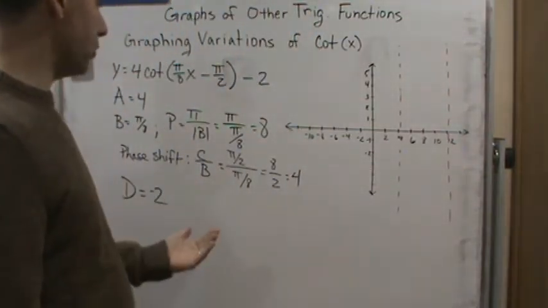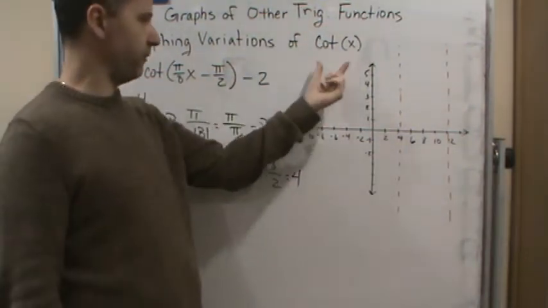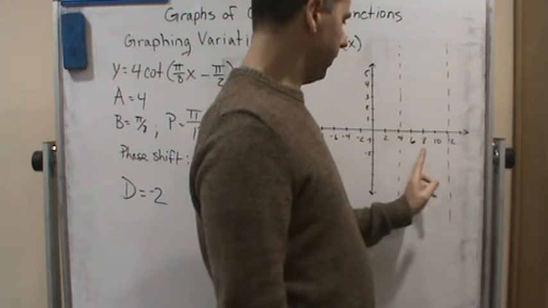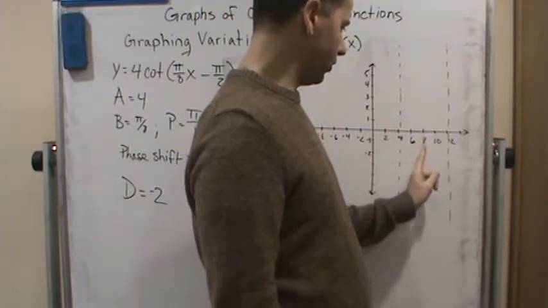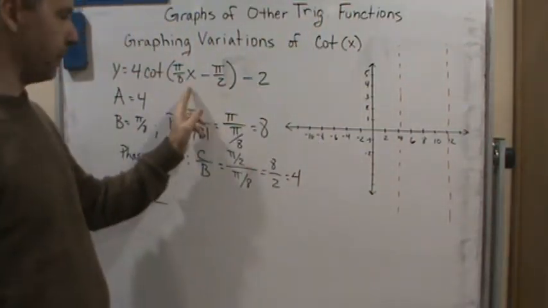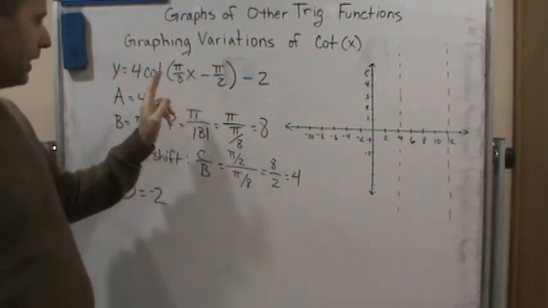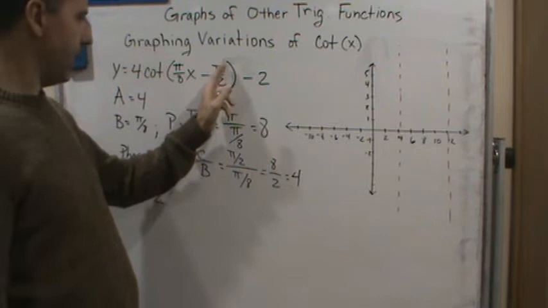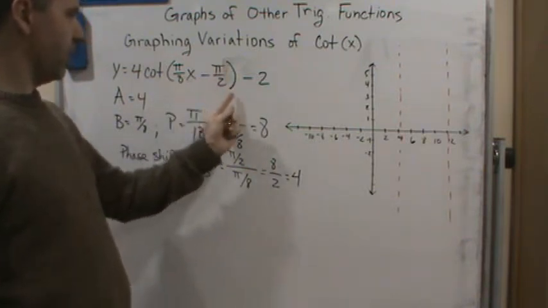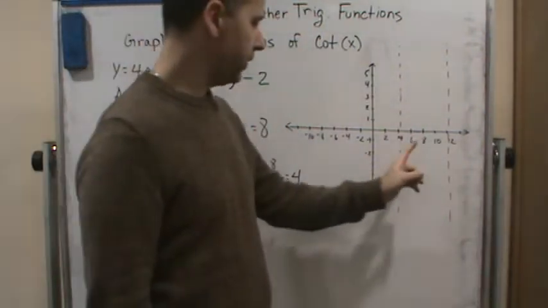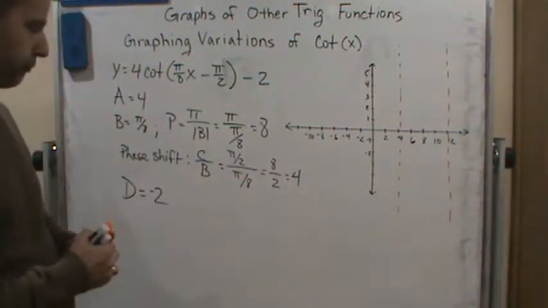And then we know in between, because the basic cotangent function crosses right in the middle of the two asymptotes, that it's going to cross at 8. We can verify this by plugging 8 into here, because if we plug in 8, we get pi minus half of pi, which gives us the cotangent of pi over 2, which is 0. So we know it crosses at 0.